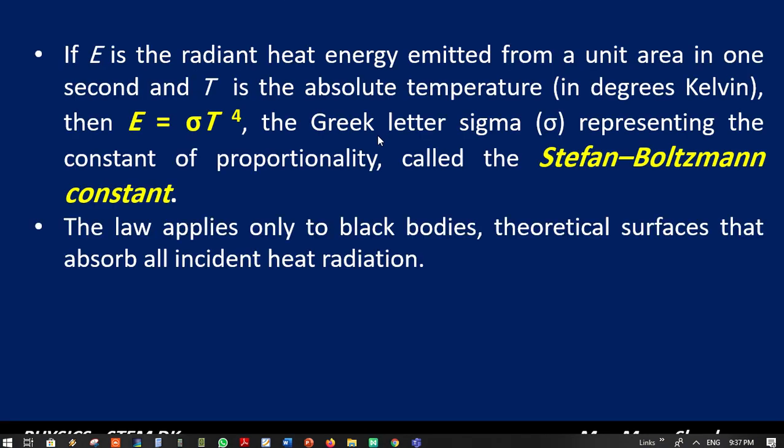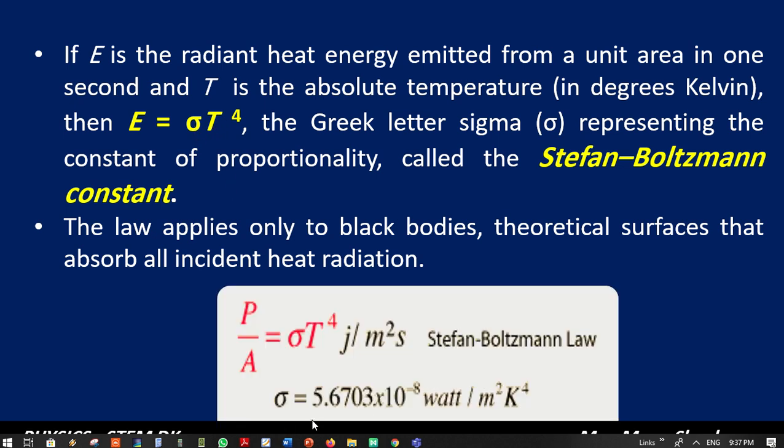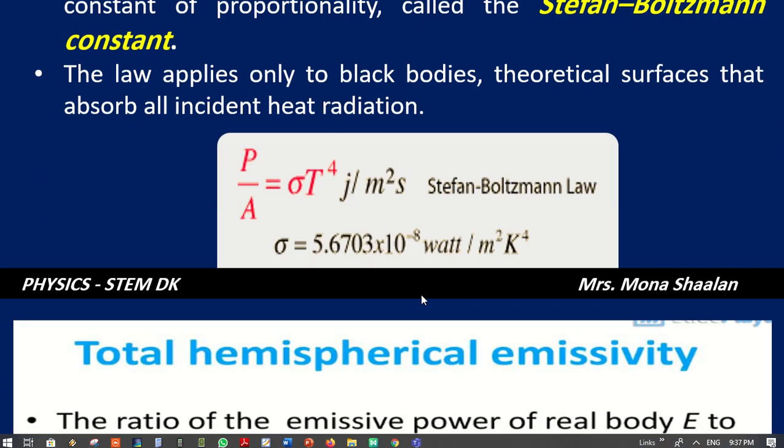The relation is E equals sigma T to the power 4. Sigma is the Stefan-Boltzmann constant. Its value is 5.67 times 10 to the power negative 8 watt per meter squared Kelvin to the fourth. Okay.